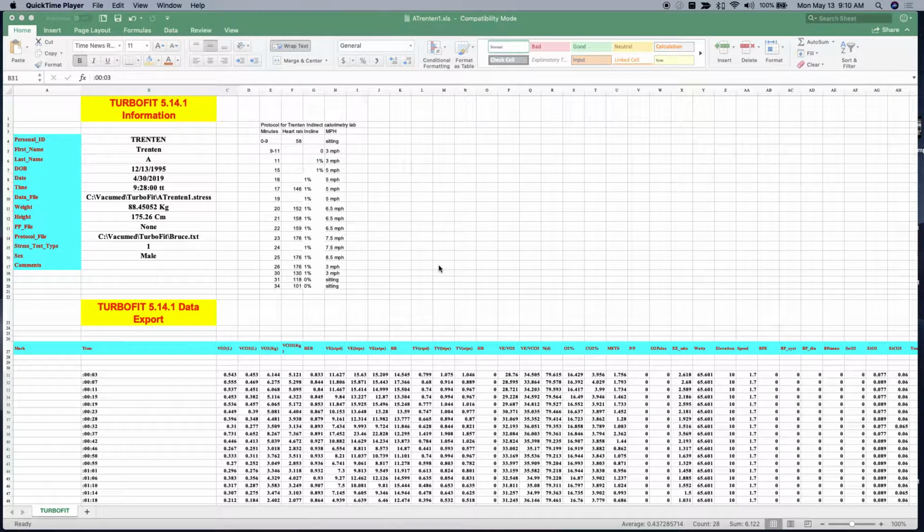Hi class, this is a quick tutorial to show you all what the data sheet looks like from the indirect calorimetry lab, and walk you through how to make some of the graphs and what I'm expecting out of these types of things.